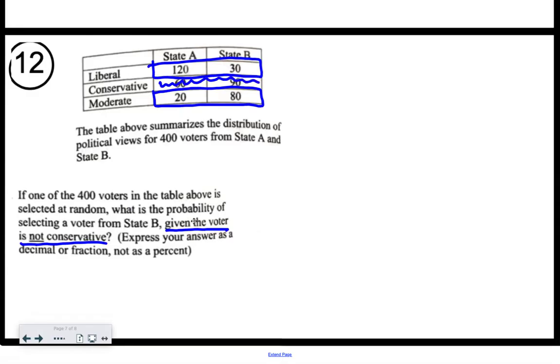We want to ignore that part of the table. So then we want a total. Well, the total is 150, 170, 250. So given that they're not conservative, that's 250 people. So we're not looking at all 400 voters. What is the probability of selecting a voter from state B? Well, of these, the 110 are from state B, the 30 and the 80.